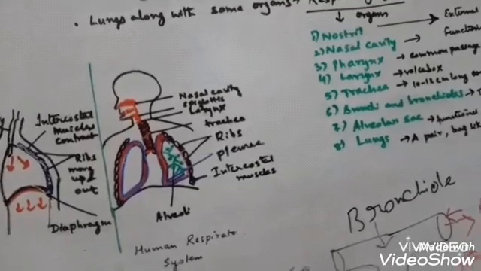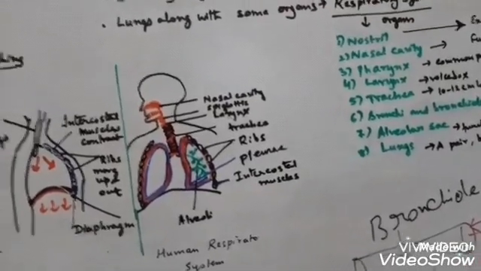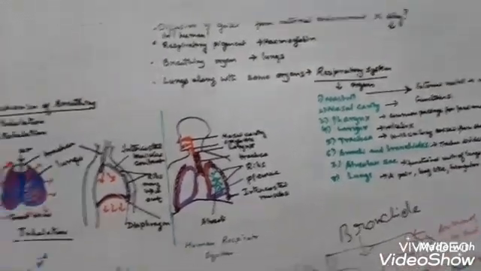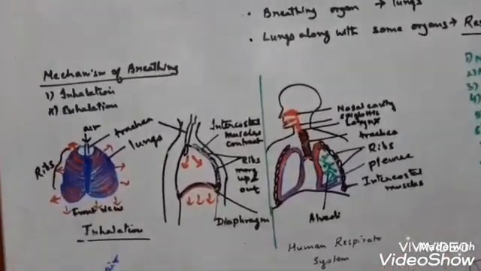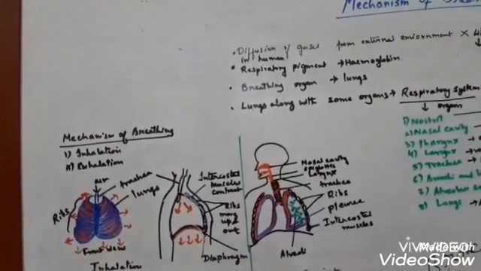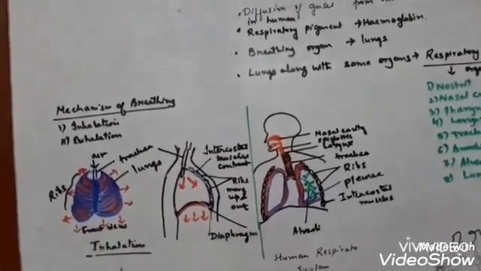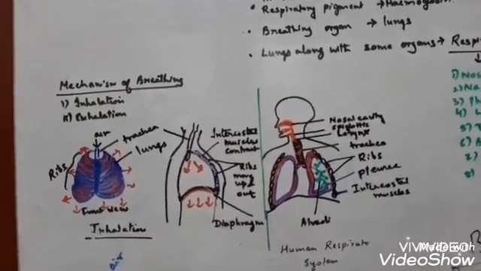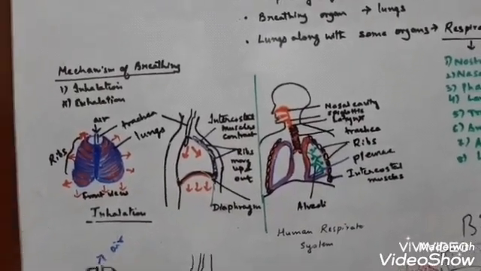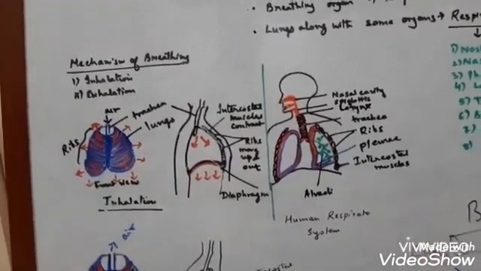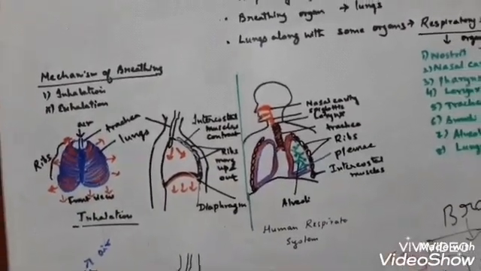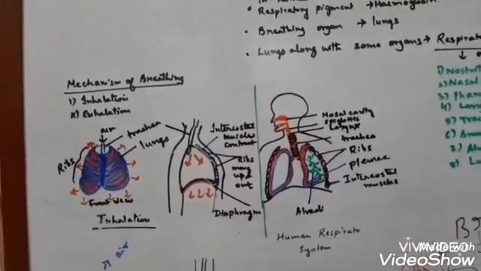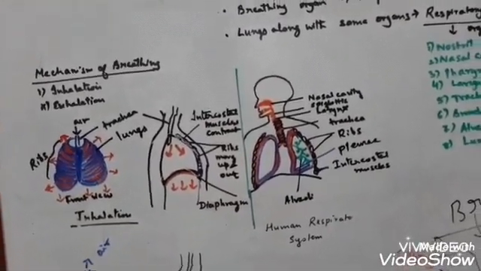So read the definitions of breathing, respiration, inhalation, exhalation, and the basic differences between inhalation and exhalation. Okay, then the differences between breathing and respiration as well. Here I want to tell you something about hemoglobin. Often you hear that your hemoglobin count falls down. Now, what is the normal range of hemoglobin in a normal human being? That is about 12 to 18 grams per deciliter.